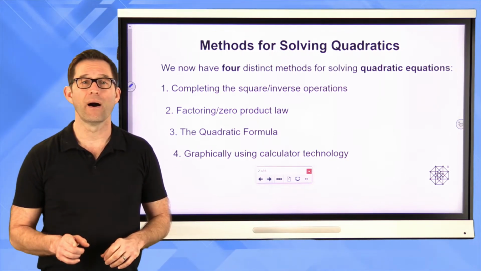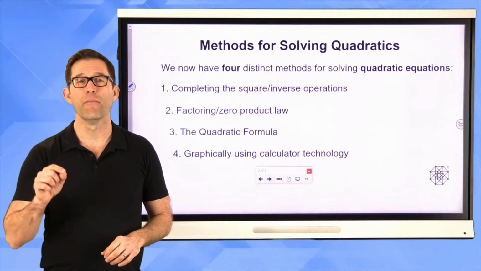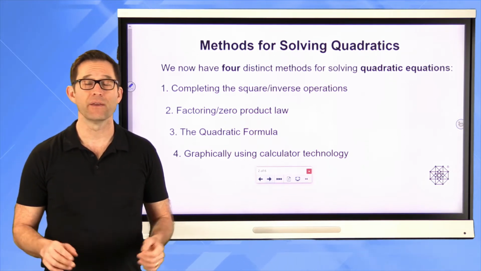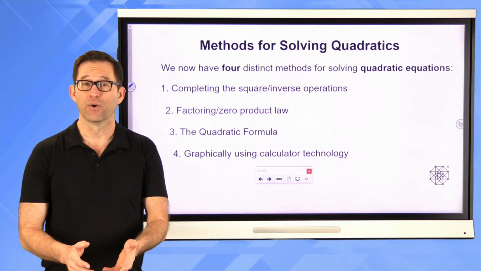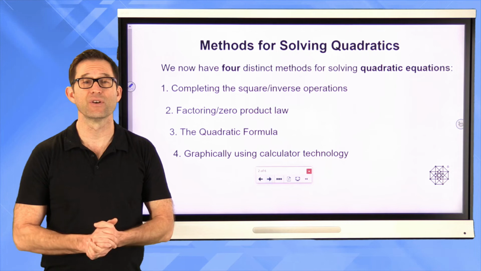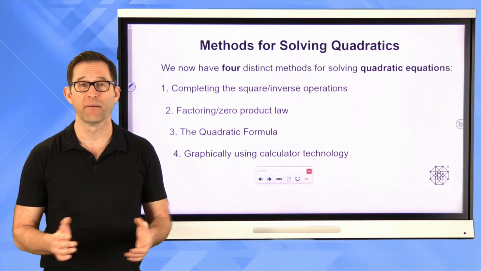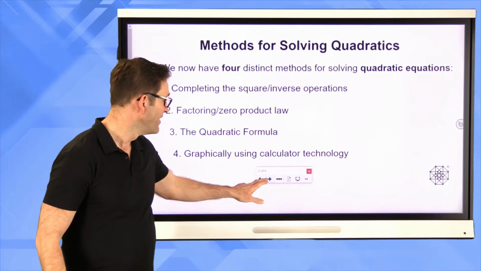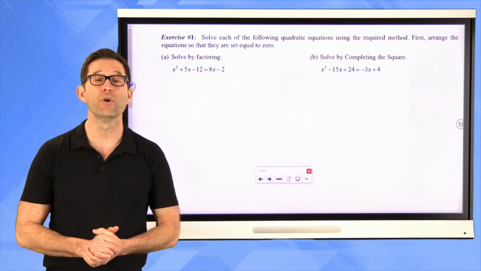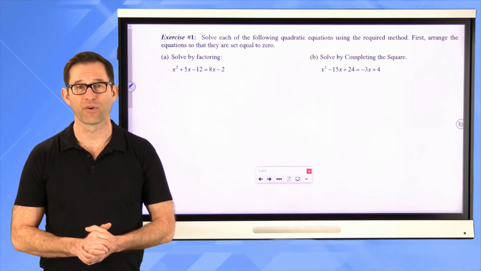But many times we will be specified the method with which we have to solve the problem. And you may not like that. You might say, well, I learned one way really well. Why do I have to know the other ways? Well, that's just sort of the way it works. And I apologize for that, but I'm not the one that writes the rules on it. So in exercise 1, let's review all the methods except for the graphical method.